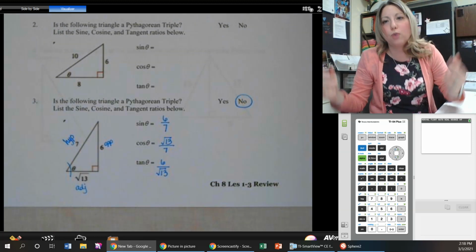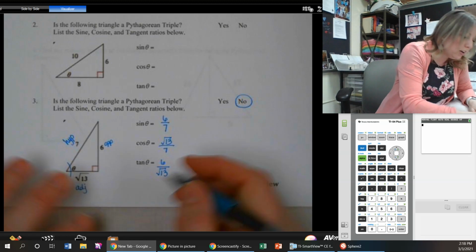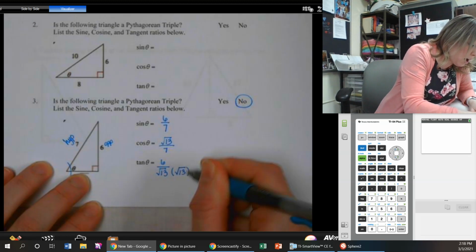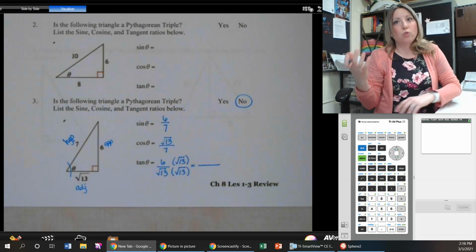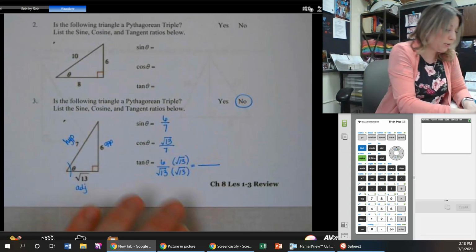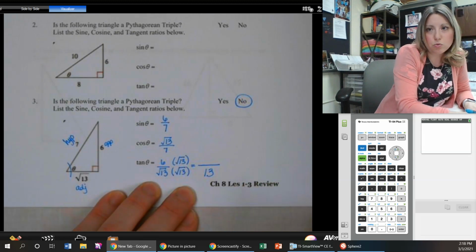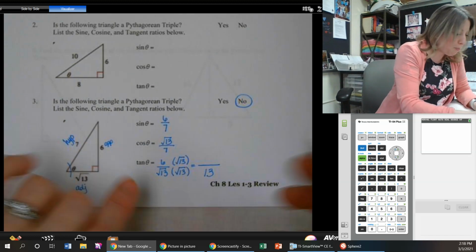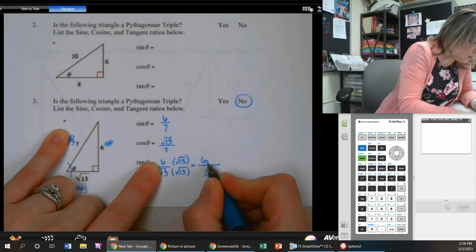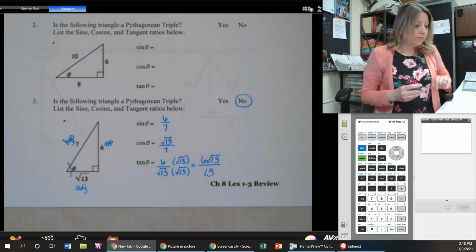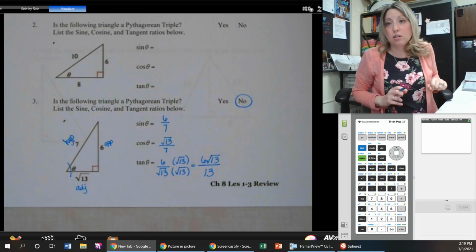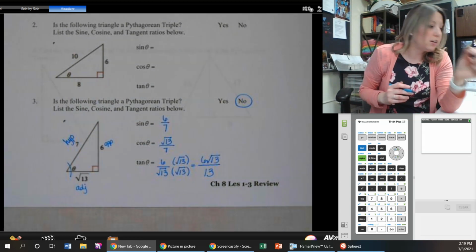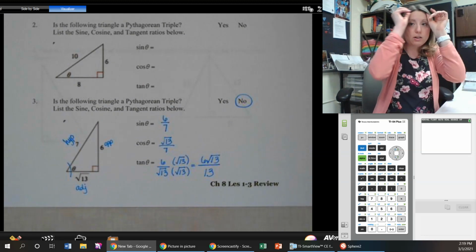Am I allowed to leave a radical in a denominator? No. So we've got to rationalize, multiply top and bottom by radical 13. Radical 13 times radical 13 is radical 169, and of course the square root of 169 is 13, so I can just bring that out. On top, 6 times radical 13 is 6 radical 13. 6 and 13 are not evenly divisible by the same number, so there's my final answer. Never leave a radical in a denominator.